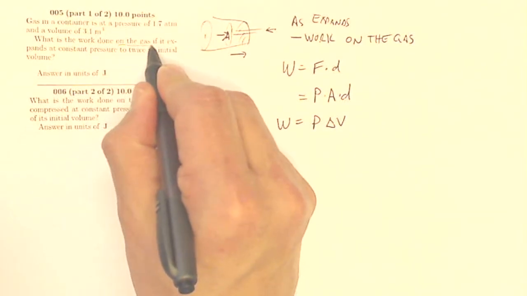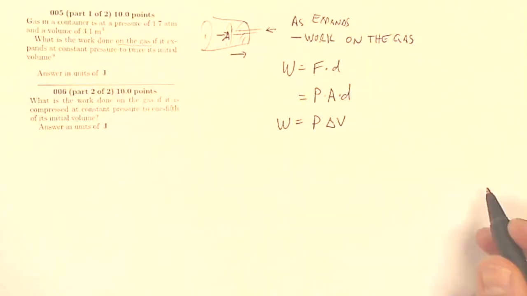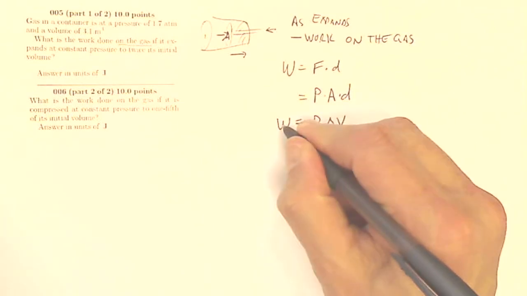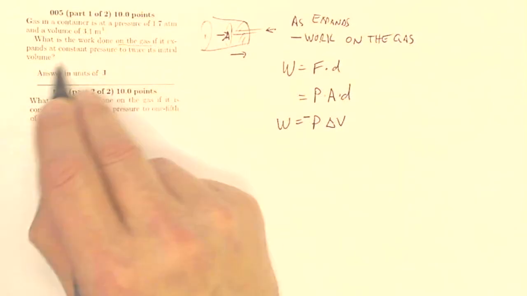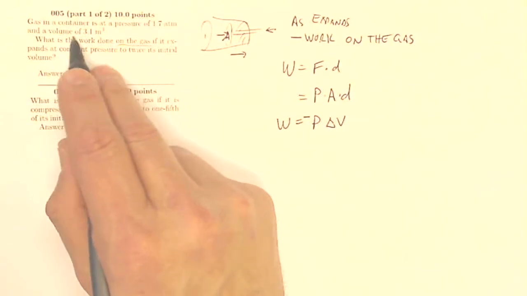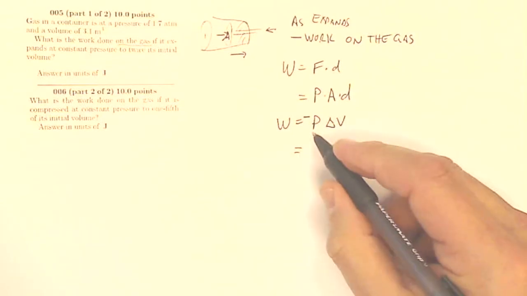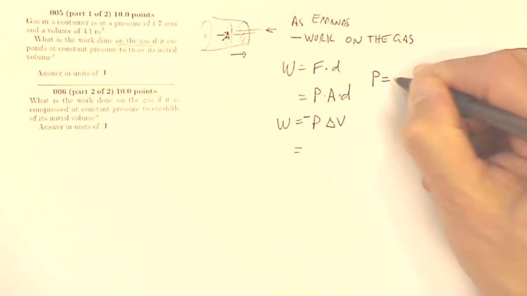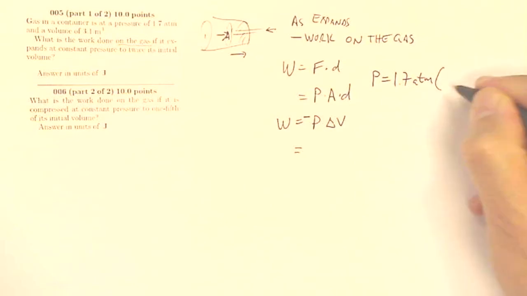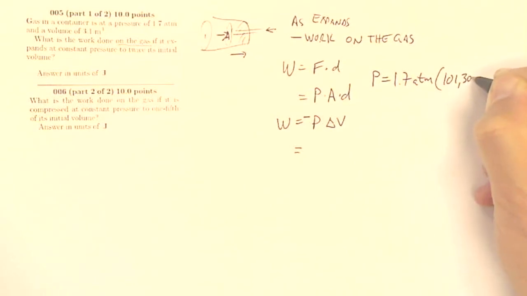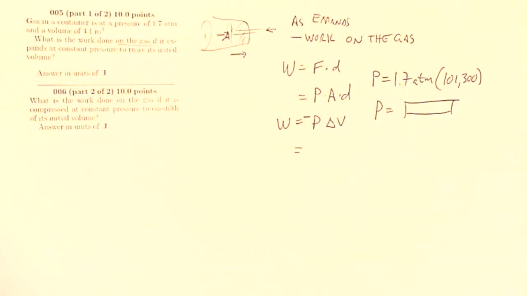On the gas means that as it expands at constant pressure to twice its initial volume, it's going to be negative work. So when you do this equation, the work done on the gas is negative P delta V. My delta V in this case, since I'm doubling the volume, I start at 3.1, I'm going to go to 6.2. So my delta V there is going to be 3.1. But my pressure, the pressure that's going to be constant, is 1.7 atmospheres. Well, I don't like atmospheres. I'm going to have to multiply that by 101,300 in order to get pascals. So my pressure in pascals is 1.7 times 101,300.